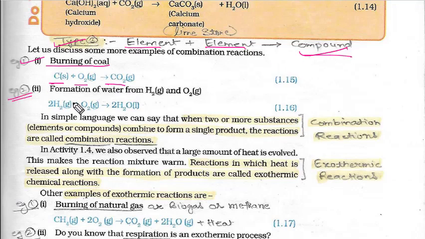Second example is 2H2 plus O2 give 2H2O. Here 2H2 is an element, O2 is again an element, but 2H2O is a compound. So these two examples are of type 3, which is element plus element give compound.